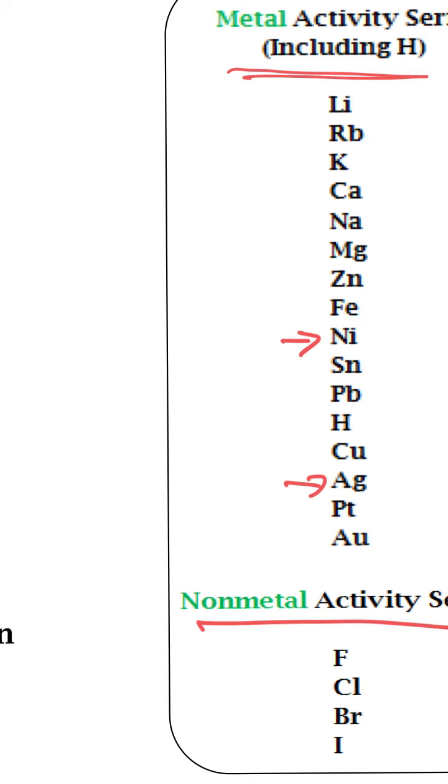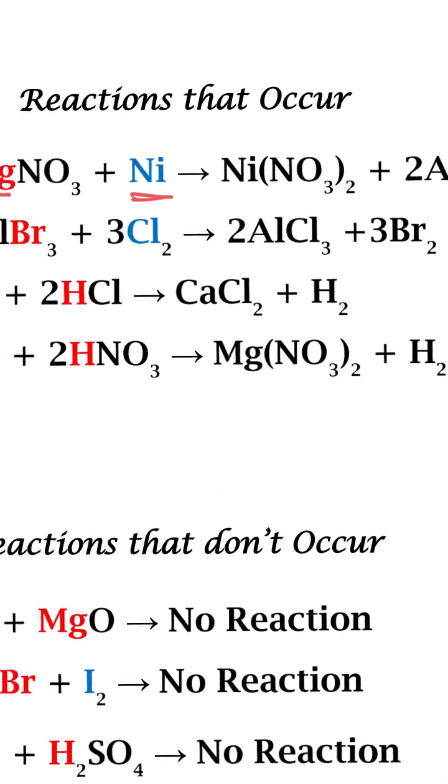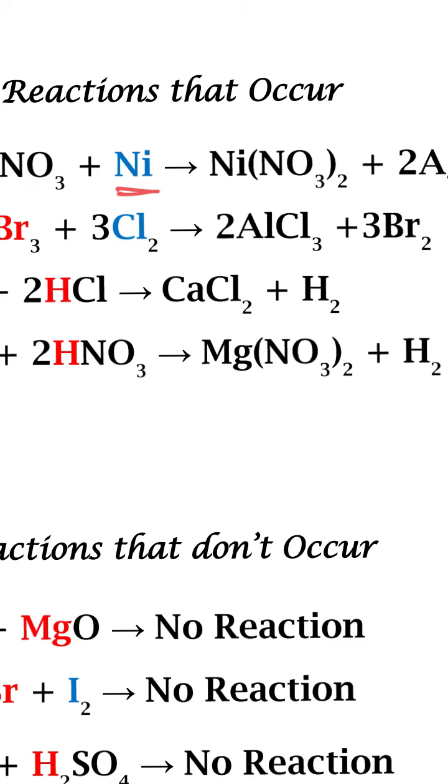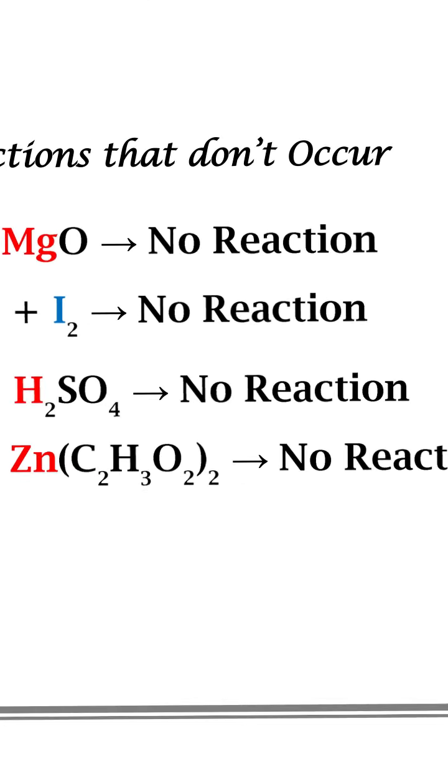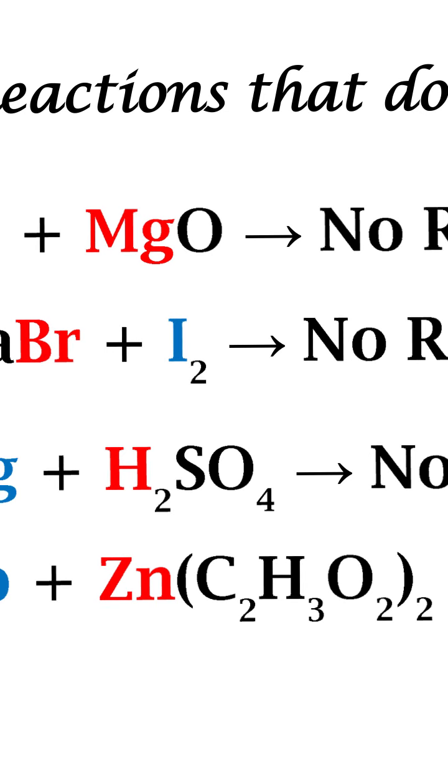Ni is stronger, so this reaction is going to happen. It's going to grab the NO3. When I look at reactions that don't occur, here I have Fe versus, I almost wish I had one of those fight bells like in a boxing match, where it'd be like Fe versus Mg, ding, ding, ding, ding. That'd be a great sound effect.